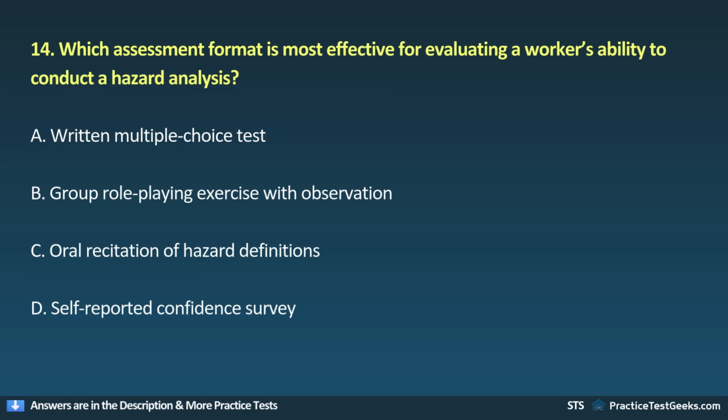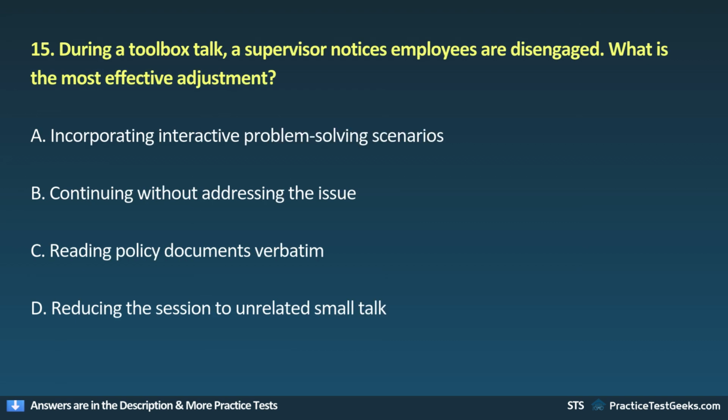A. Written multiple choice test. B. Group role-playing exercise with observation. C. Oral recitation of hazard definitions. D. Self-reported confidence survey. 15. During a toolbox talk, a supervisor notices employees are disengaged. What is the most effective adjustment?